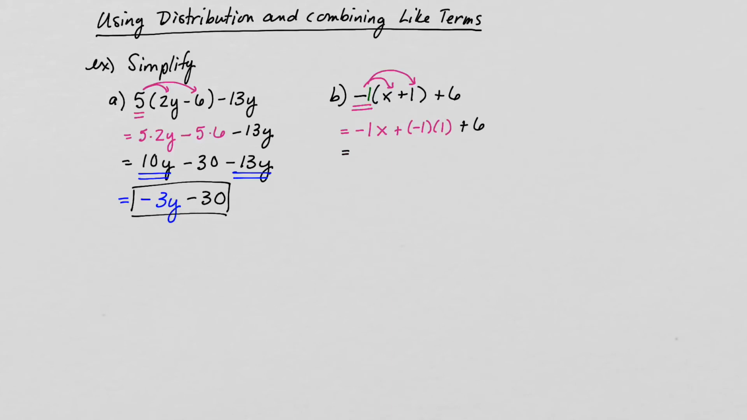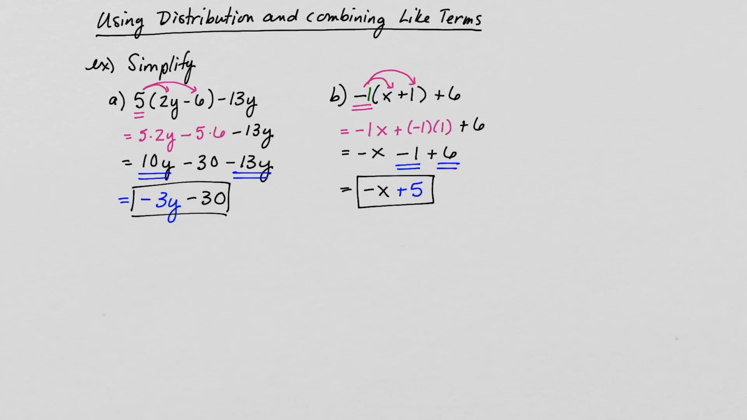If I figure out what those pieces are, negative 1x I can just rewrite as negative x, and then negative 1 times 1 is just minus 1 plus 6. The only like terms here are the negative 1 and the 6. If I put them together, I end up with negative x, and then negative 1 plus 6 is plus 5. Again, this has an x and this does not, so I cannot put them together. So that is my final answer.